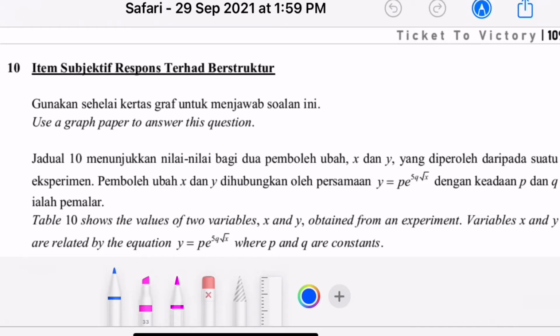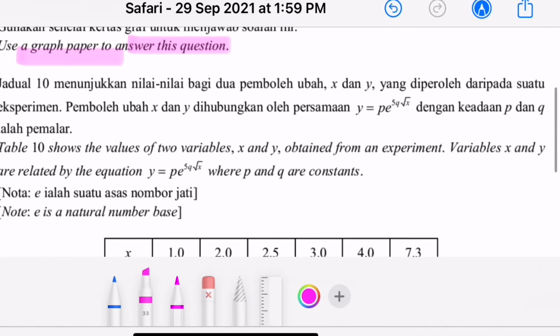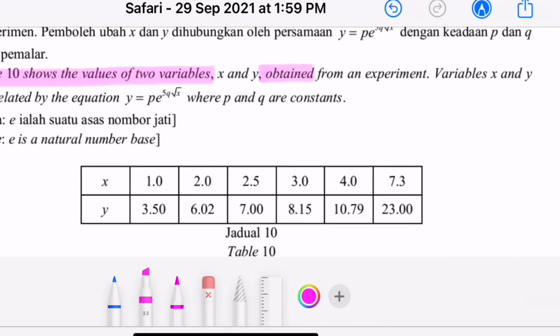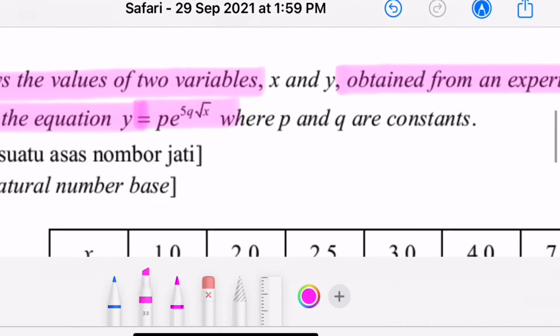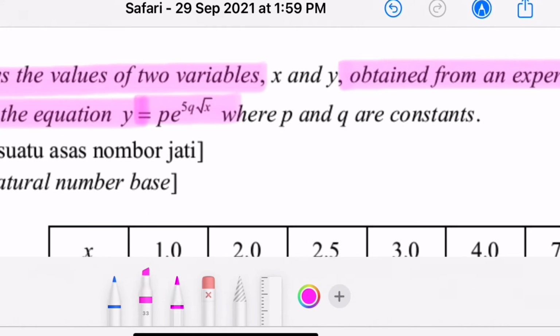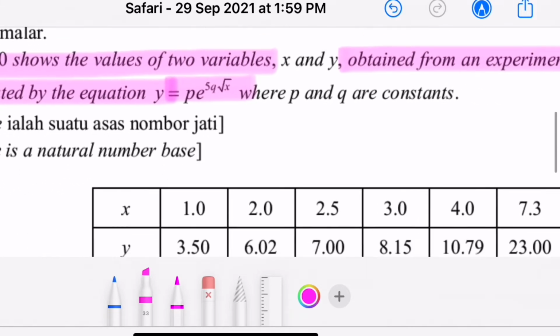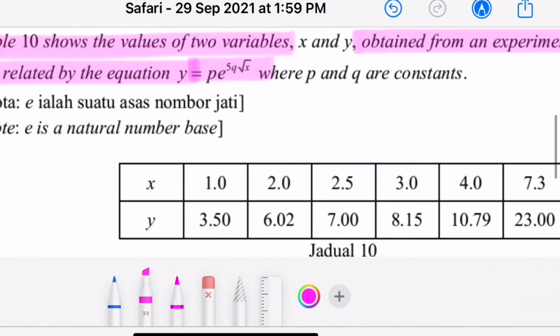Question number 10. You are asked to use graph paper to answer this question. Table 10 shows the values of two variables x and y obtained from an experiment. Variables x and y are related by the equation y equals p e to the power of 5q square root x, where p and q are constants.